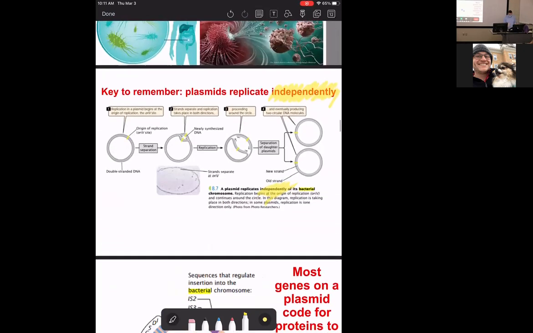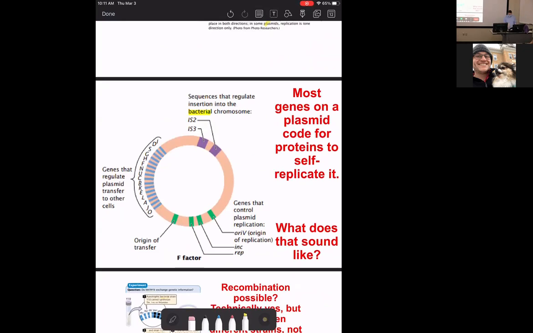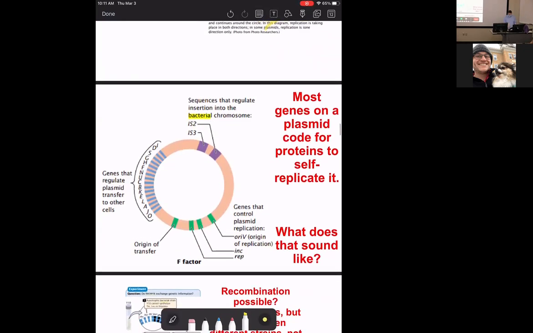Because everything we saw up here, most of the genes on a single plasmid, they're going to be there to say like, these genes are meant to polymerize us and stuff. They make their own polymerases, they make their own DNA stuff usually.